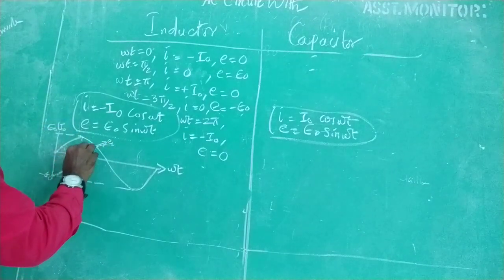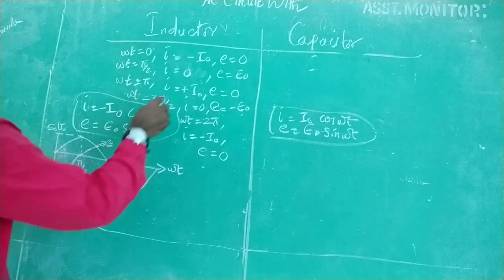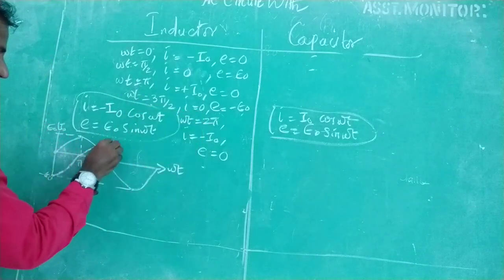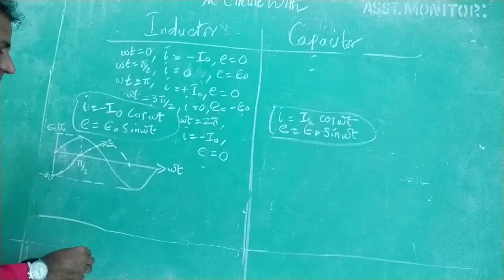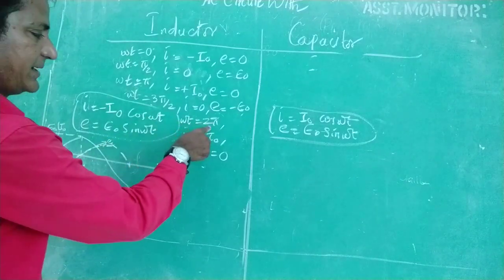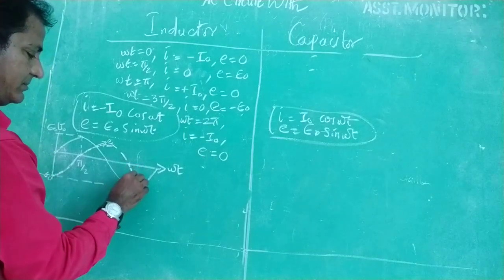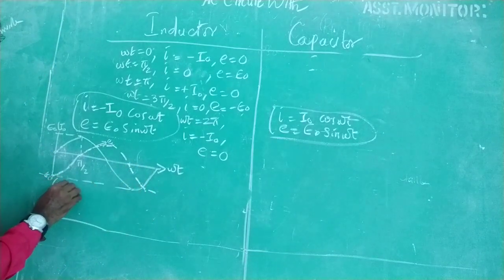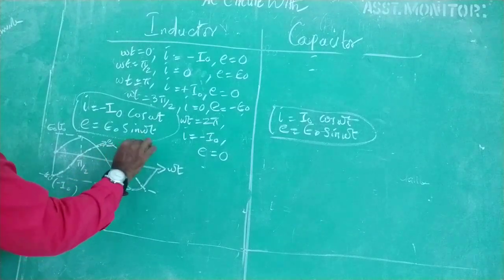So I'm going to use dotted lines. And then omega t equal to 270, I equal to 0, so it reaches here at 270. And then omega t equal to 2 pi, I is equal to minus I naught, so it reaches here. So this is minus I naught, and this is the I curve.